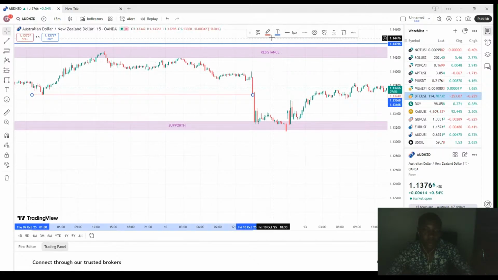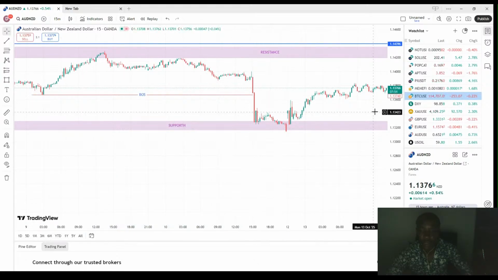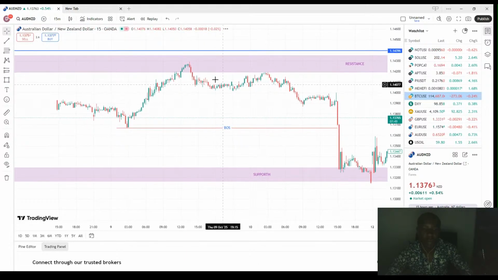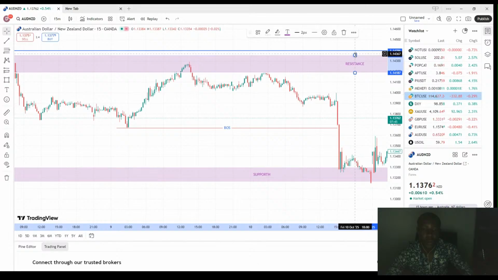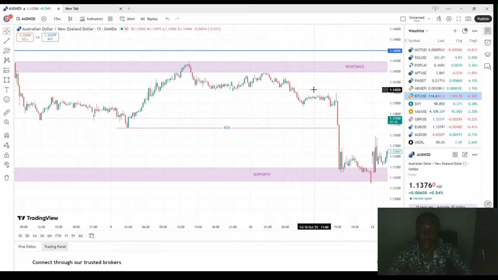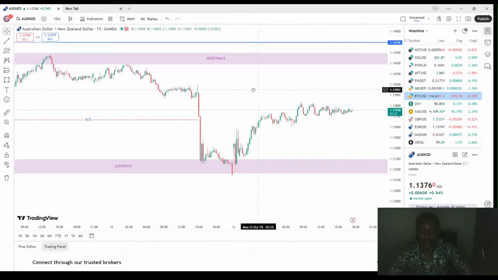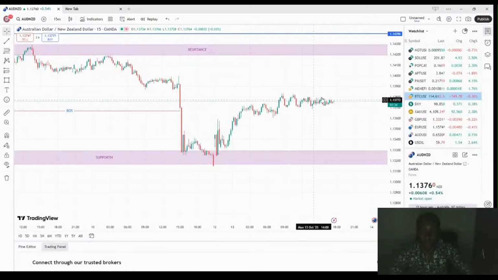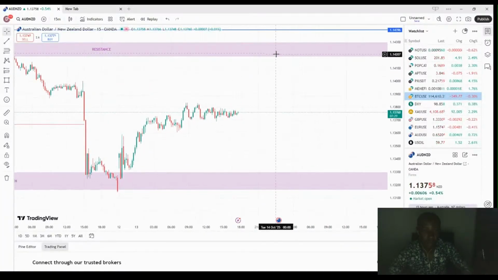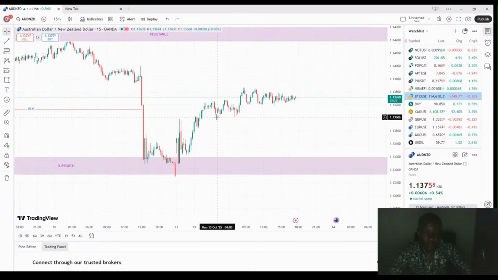This internal break of structure is still there. And on the 15 minutes, I'll narrow this down here. So this is the resistance on the 15 minutes, and the market is pushing all the way up today. So can we join this market to get to this resistance first? Let's see. We have the last break of structure here.